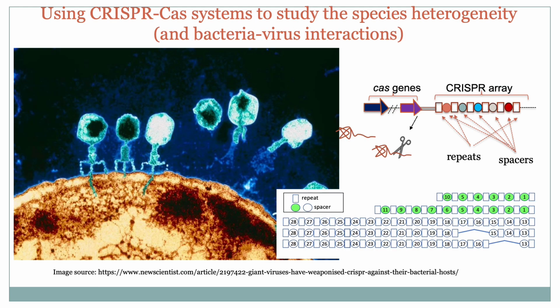Lastly, I will spend a few minutes to introduce some of our work related to CRISPR-Cas systems, the bacterial immune systems. We used CRISPR-Cas systems to study the species heterogeneity and the bacteria-virus interactions in microbial communities. Bacteria have many different defense mechanisms to fight against invaders such as viruses and plasmids, and CRISPR-Cas systems are one of those defense mechanisms. The CRISPR-Cas systems in bacterial genomes are composed of Cas genes and CRISPR arrays.